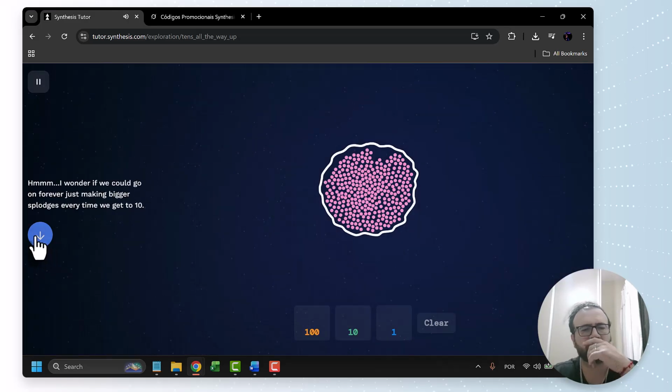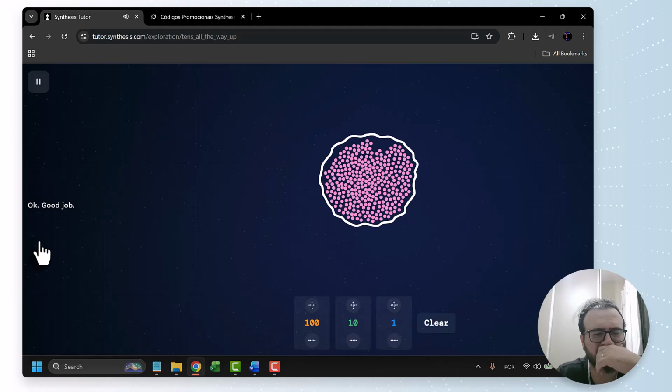I wonder if we could go on forever just making bigger splodges every time we get to 10. Okay, good job. If you like, you can play around with the widget. Just raise your hand when you're done.